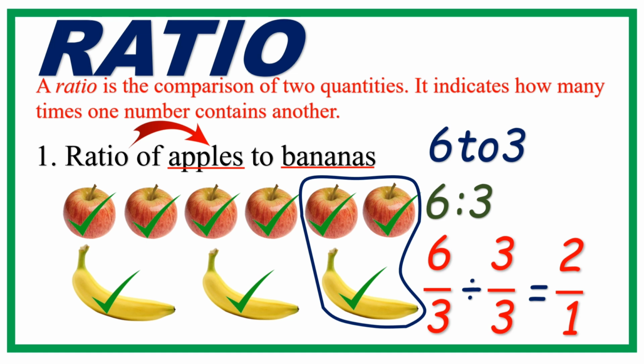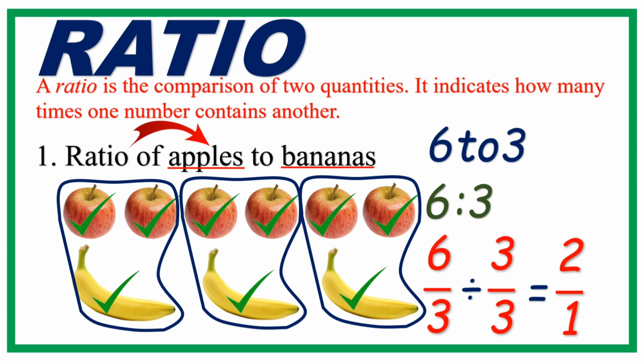As you can see, for every 2 apples, we have 1 banana. 2 apples, 1 banana. We can write it like this, 2 colon 1, or 2 to 1.